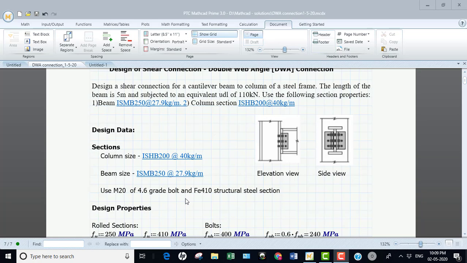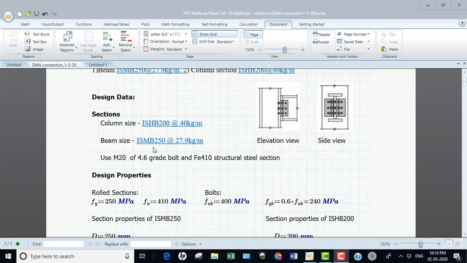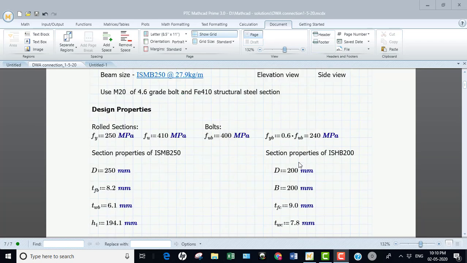First we'll take all the design data. First the section details. Before going for the connection, we have to decide the size of the bolt, as well as the size of the cleat, which we decide during the process of design. First I assume a bolt size of M20 of grade 4.6 and structural steel of grade 410. Coming to the design properties, this is the stress.